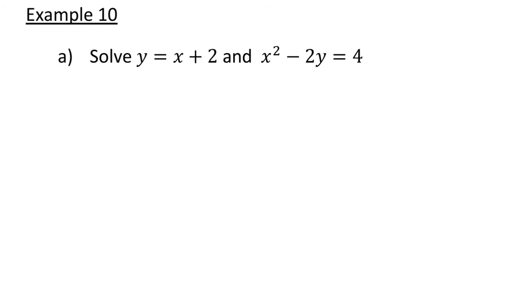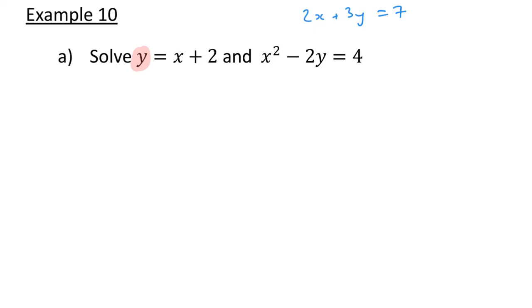What we need to do here is rearrange the linear and substitute it into the quadratic. But y is the subject at the minute. We've got it in the form of y equals, so we don't actually need to do anything there. Had it been of the sort 2x plus 3y equals 7, then we would have had to rearrange it. But because it's in the form of y equals, we can just launch straight in.